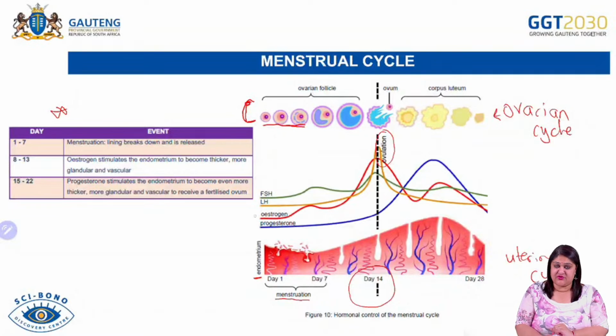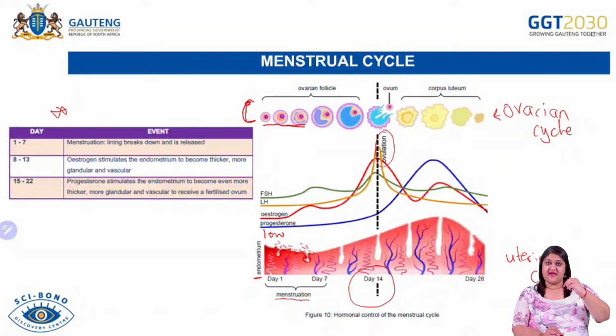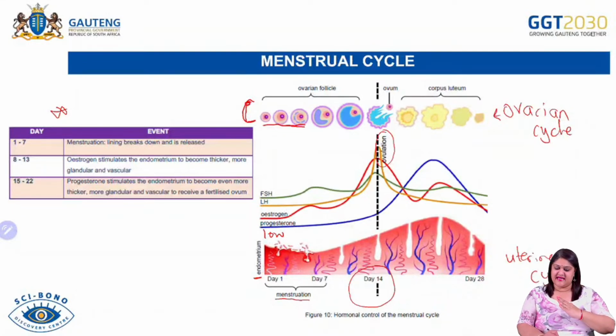But the main thing I want you to understand here is that in day 1 to 7, we have the development of the primary follicle, and we have estrogen and progesterone levels low. Estrogen and progesterone are low here, and that's the reason why the endometrium is going to shed, because progesterone and estrogen are low. Then, once that has happened, from day 7, you will see here that the hormones are all increasing except for progesterone. Progesterone is the blue one, flying a little bit low, but the others are all increasing.